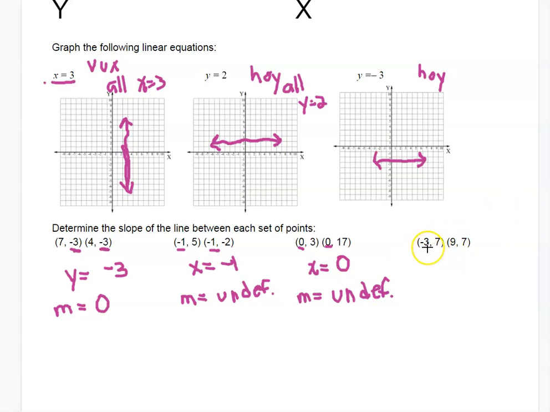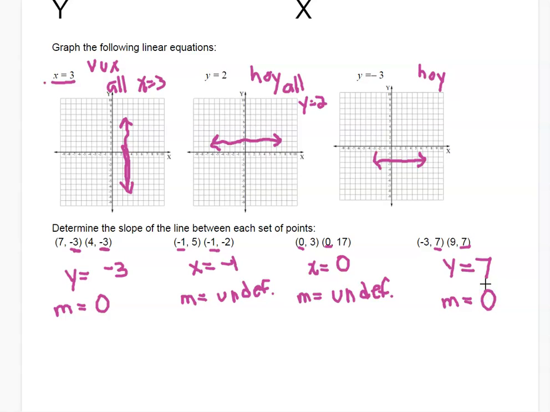And last but not least here, negative 3, 7, and 9, 7. Well, you can see here that the y's are the same. So that would be the line y equals 7. And that would be the slope equal to 0.